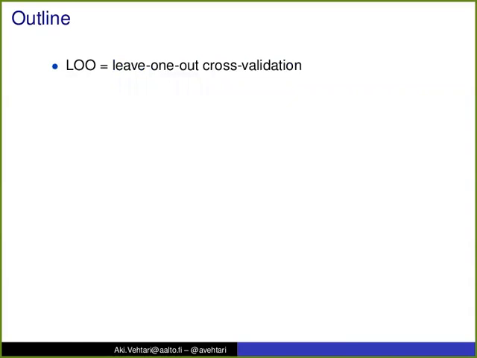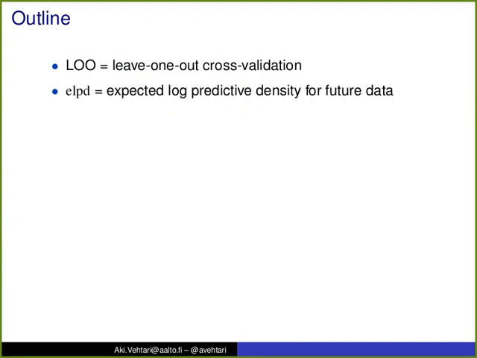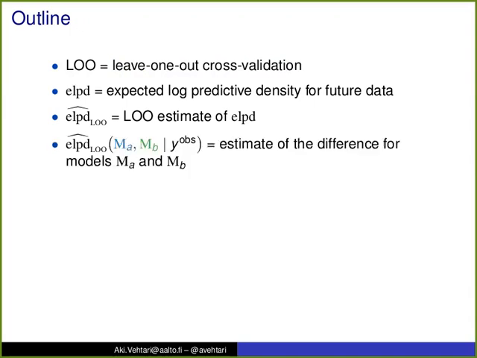I will first briefly review the basic terms of the leave-one-out cross-validation, LOO, and ELPD, which is the expected log predictive density for future data. So we are interested in predictive performance for future data. Since we don't yet have the future data, we want to estimate it with ELPD hat, which is the leave-one-out estimate for this true ELPD.